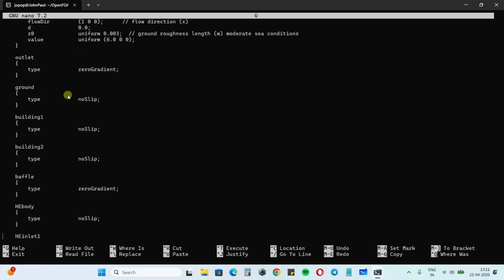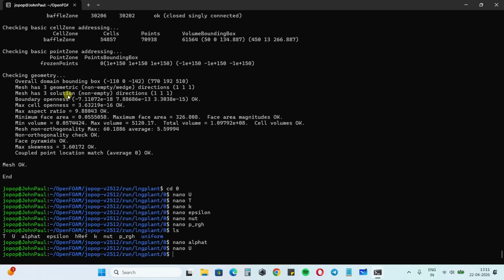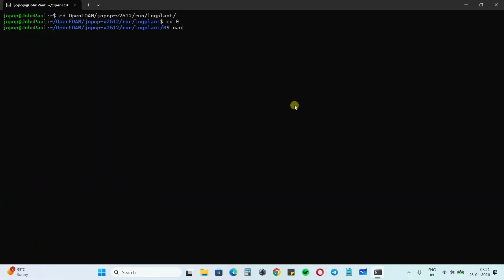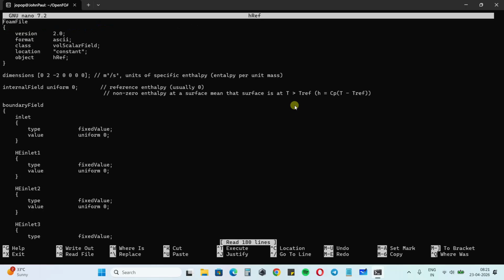What's left is the href file, that's specific enthalpy, nano href. We need this specific enthalpy file to set a baseline for the solver. We set reference enthalpy to 0 in the domain, and by that we are telling the solver to consider the ambient temperature condition to be the reference enthalpy point, or 0 enthalpy situation, and everything is reported with respect to that.